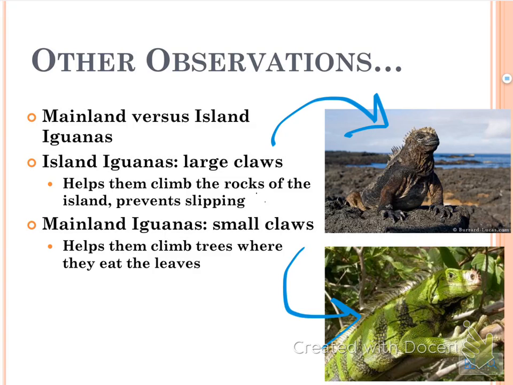The Galapagos Islands do have trees, yes, but they also have a lot of lava rock type of environment, to where these iguanas up here need to be able to survive on rocks, whereas on the mainland, lots of rainforest. They need the trees.